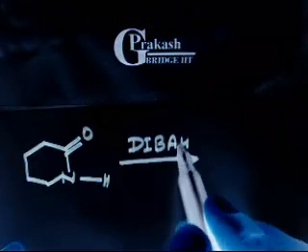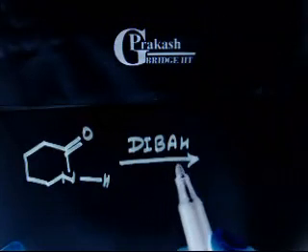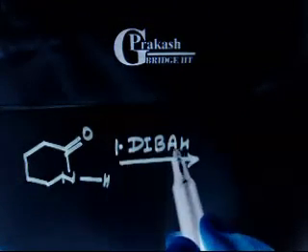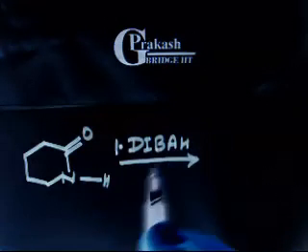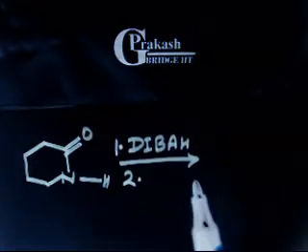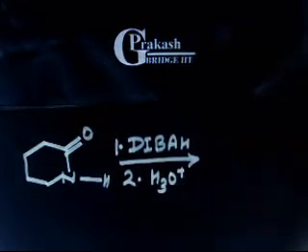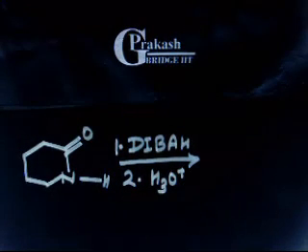Or some people do not write L. So in this book they do not write L. They simply write DIBAH, that is diisobutyl aluminum hydride. And now if I treat this compound in the next step with H plus, that is if I do hydrolysis, what will be the product in this case? Again diisobutyl aluminum hydride will give H minus.